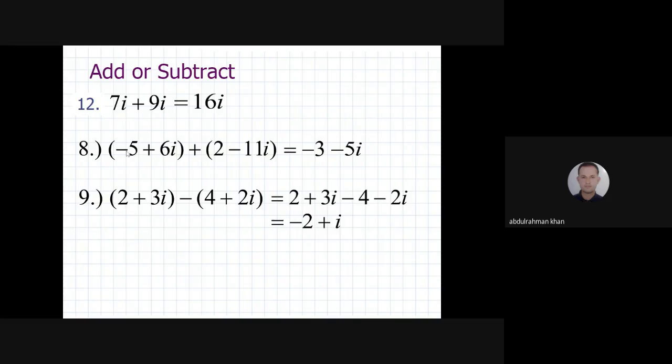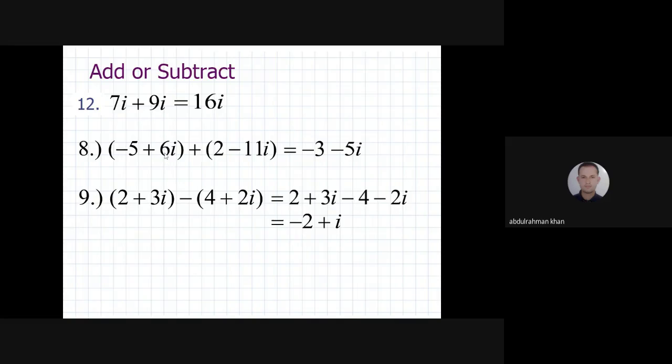The question was minus 5 plus 6i plus 2 minus 11i. The real part is added with the real part. Minus 5 is the real part, and 2 is also the real part. So minus 5 plus 2, the answer is minus 3.